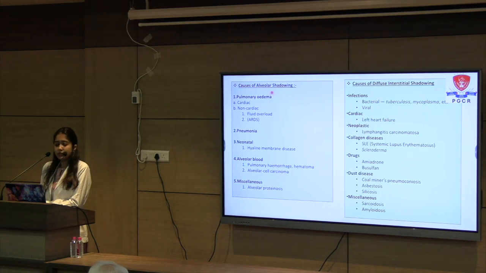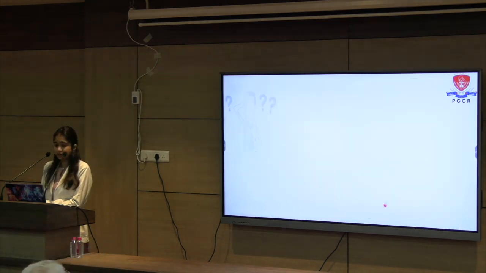The various causes of alveolar shadows are pulmonary edema, pneumonia, hyaline membrane disease, pulmonary hemorrhage, alveolar cell carcinoma, and alveolar proteinosis. The various causes of diffuse interstitial shadowing are viral or bacterial infections like pneumonia, left heart failure, lymphangitic carcinomatosis, some drugs like amiodarone or busulfan, and sarcoidosis and amyloidosis.